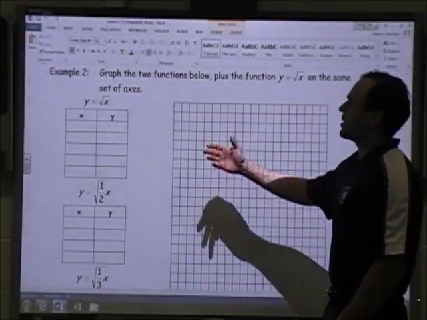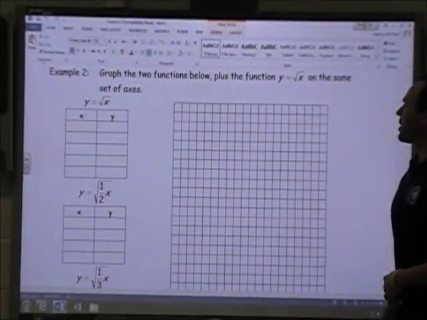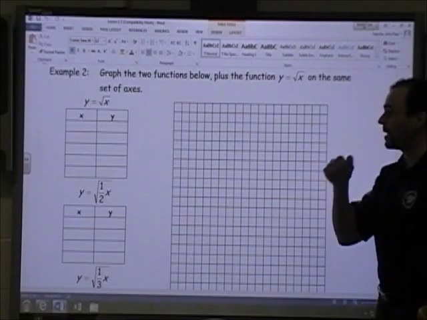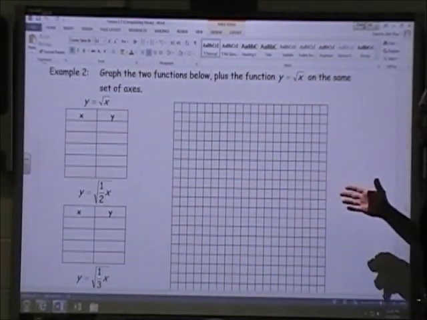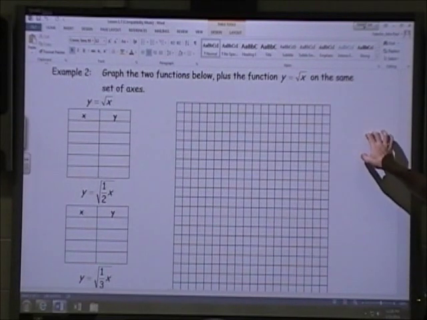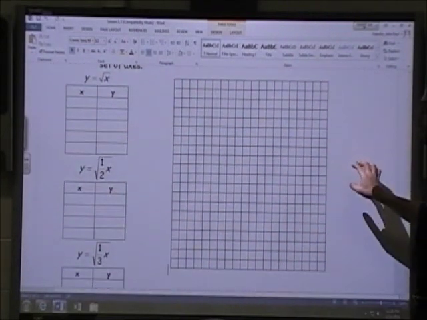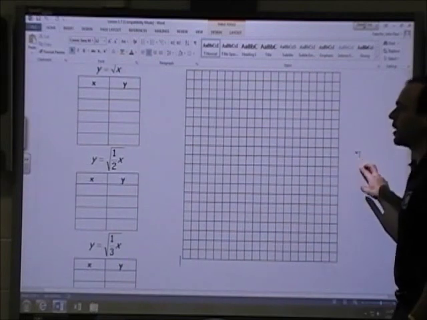Okay, so example 2 says graph the two functions below plus the function y equals the square root of x on the same set of axes. So we're going to do the square root of x and see what happens when we apply the same transformations, which is our h value, or sorry, our k value.